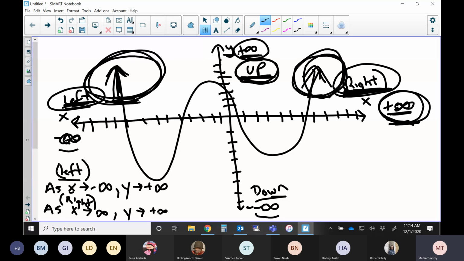That's okay. Both ends are going in the same direction. This says the left goes up. This says the right also goes up, which is totally fine. Does that make sense? Yes. Are there any questions on what I just said to describe end behavior? No. This is the way that it's probably going to be written on the test.